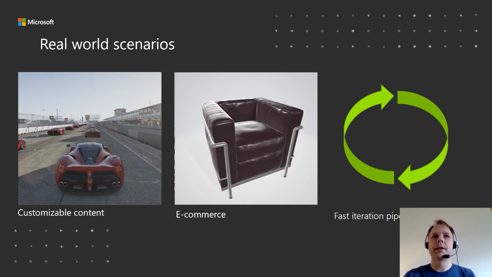So some real world scenarios for problem statements such as those: one would be in video games where you want customizable content. The example from Turn 10 is an excellent one. Also e-commerce is an excellent example, where you want to show lightweight models but have flexibility in the materials, ideally as far down the pipeline as possible. And it's also useful in general when you want faster iteration pipelines. If you just make material changes, you just want to update the textures.